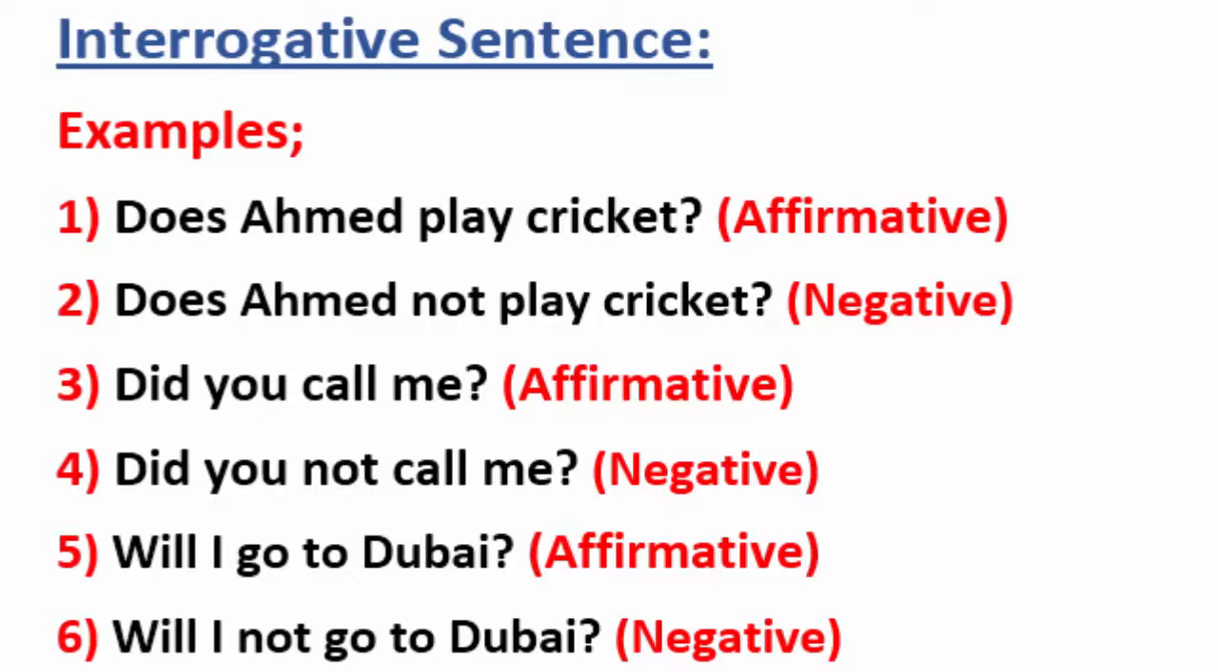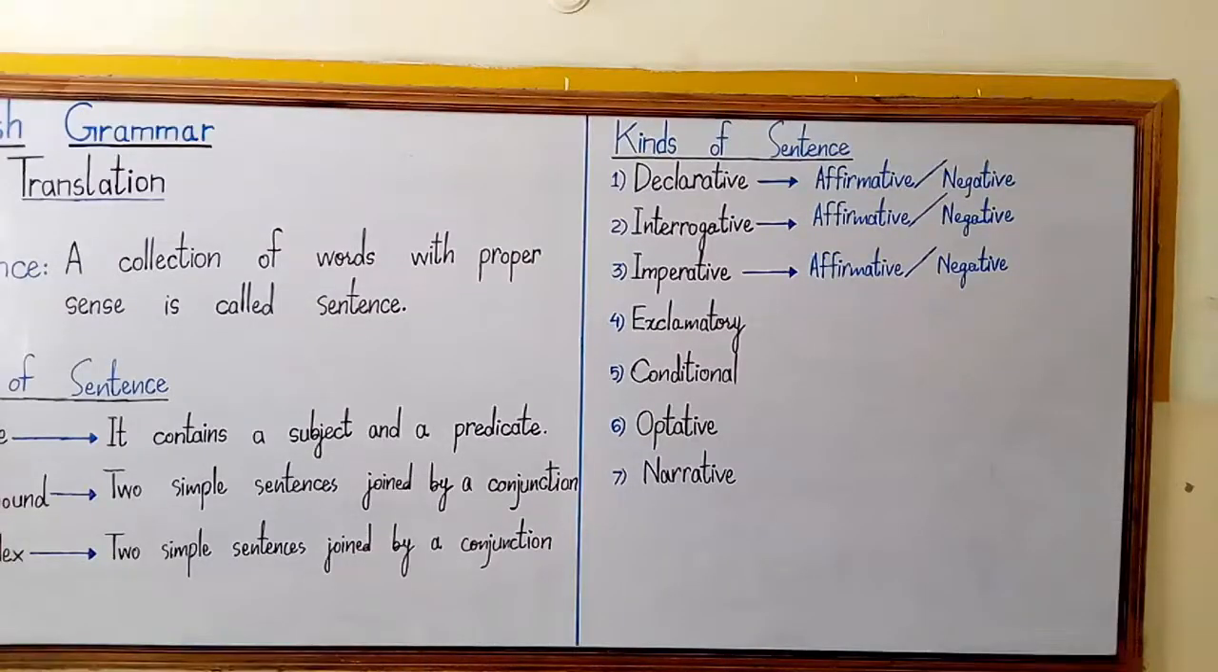Example number 5, will I go to Dubai? This is affirmative interrogative sentence. And example number 6, will I not go to Dubai? This is negative interrogative sentence. Same as that, an imperative sentence can also be affirmative or negative.